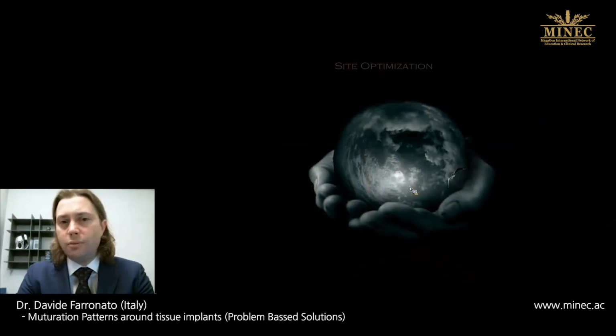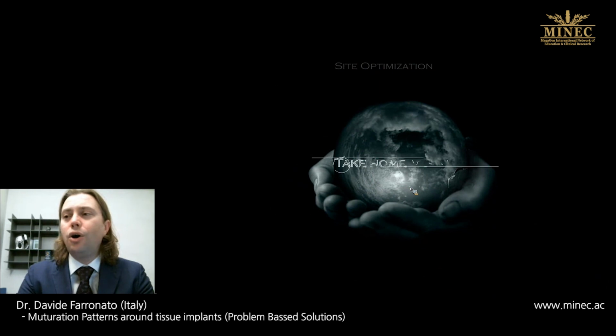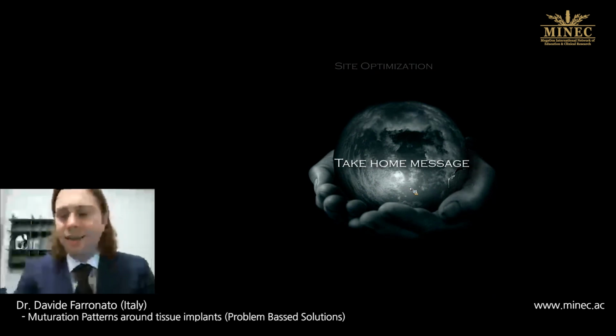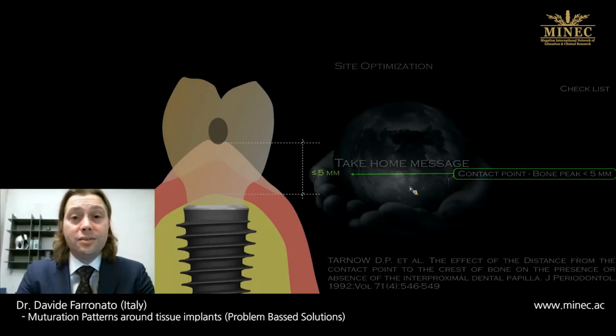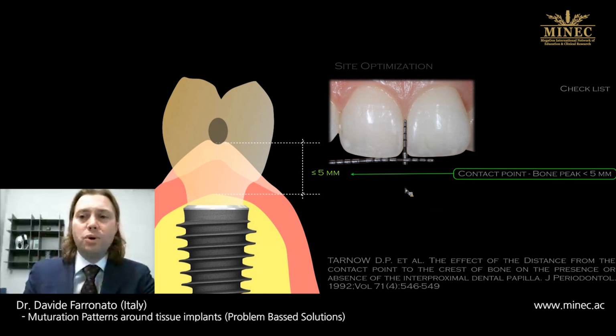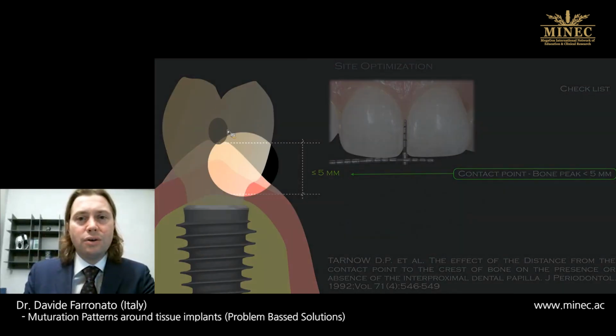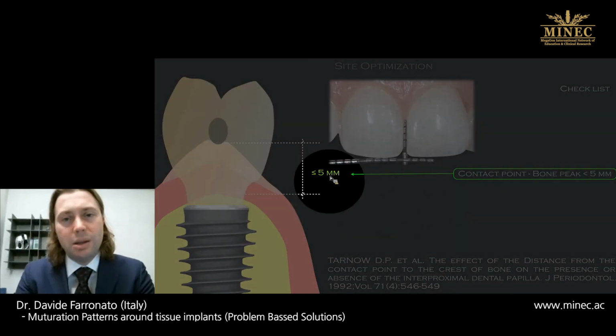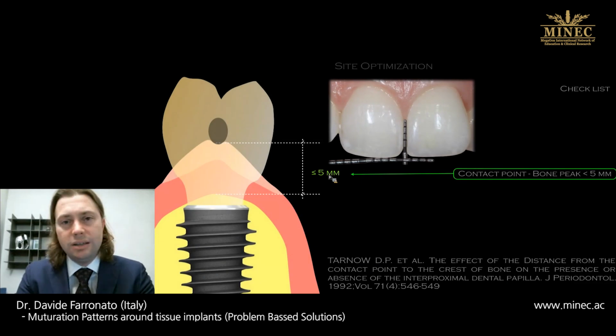So what is the take-home message of this webinar? And I really hope you enjoyed the little time we had together. Please try to keep in mind that the distance between the interproximal bone peak and interproximal contact point should be less than 5 mm. If you don't have this, you might not have a full papilla between implant and tooth. There will be a chance not to have the full papilla.